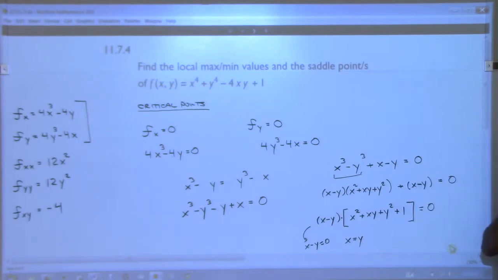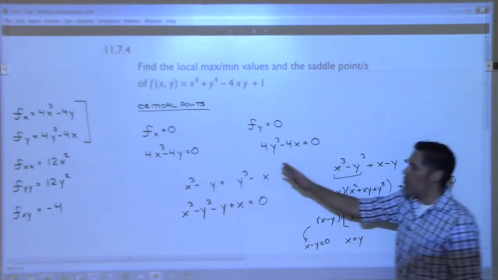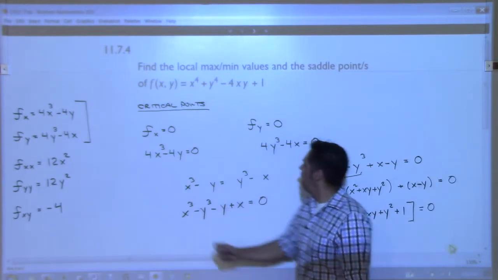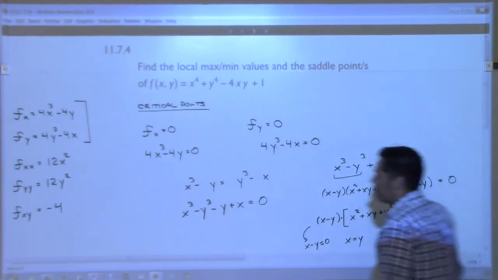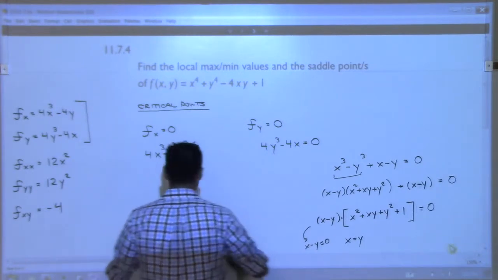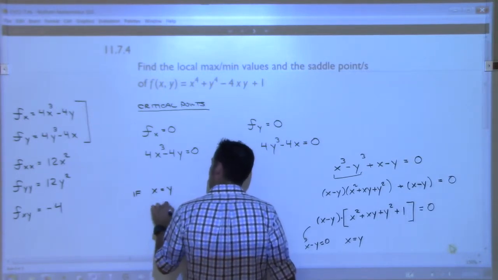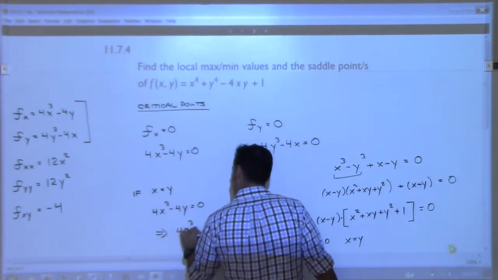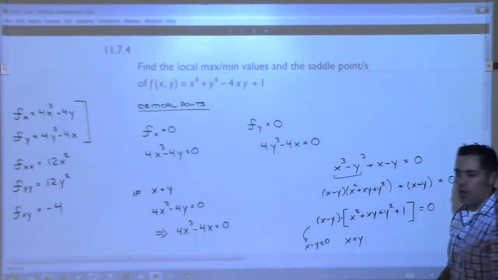Let me ask you something. No, let's not. Let's just go back to this for now. Let's look at this for right now. If x is y, then that means I can come back to these equations and I can just take that y and make it x, right? And I can come back over here and make that y x and then solve those equations. Let's see what we get. So if x must be y, then 4x cubed minus 4y equals 0 turns into 4x cubed minus 4x equals 0. And that we can solve.